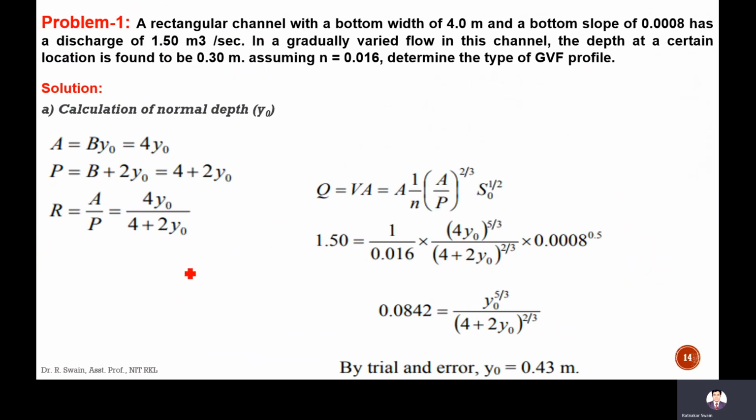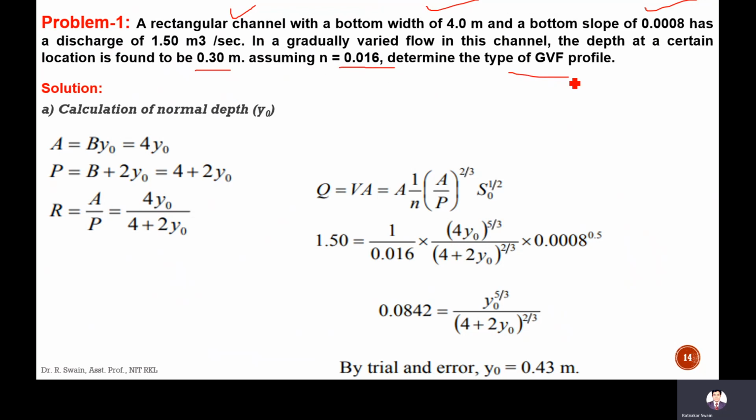Next, to evaluate the flow profile curve, let's solve this problem. A rectangular channel has bottom width B of 4 meter, bottom slope S naught of 0.0008, and discharge Q of 1.5 meter cube per second. In a gradually varied flow in this channel, the depth at a certain location is found to be 0.3 meter. Assuming n is 0.016, determine the type of GVF profile.